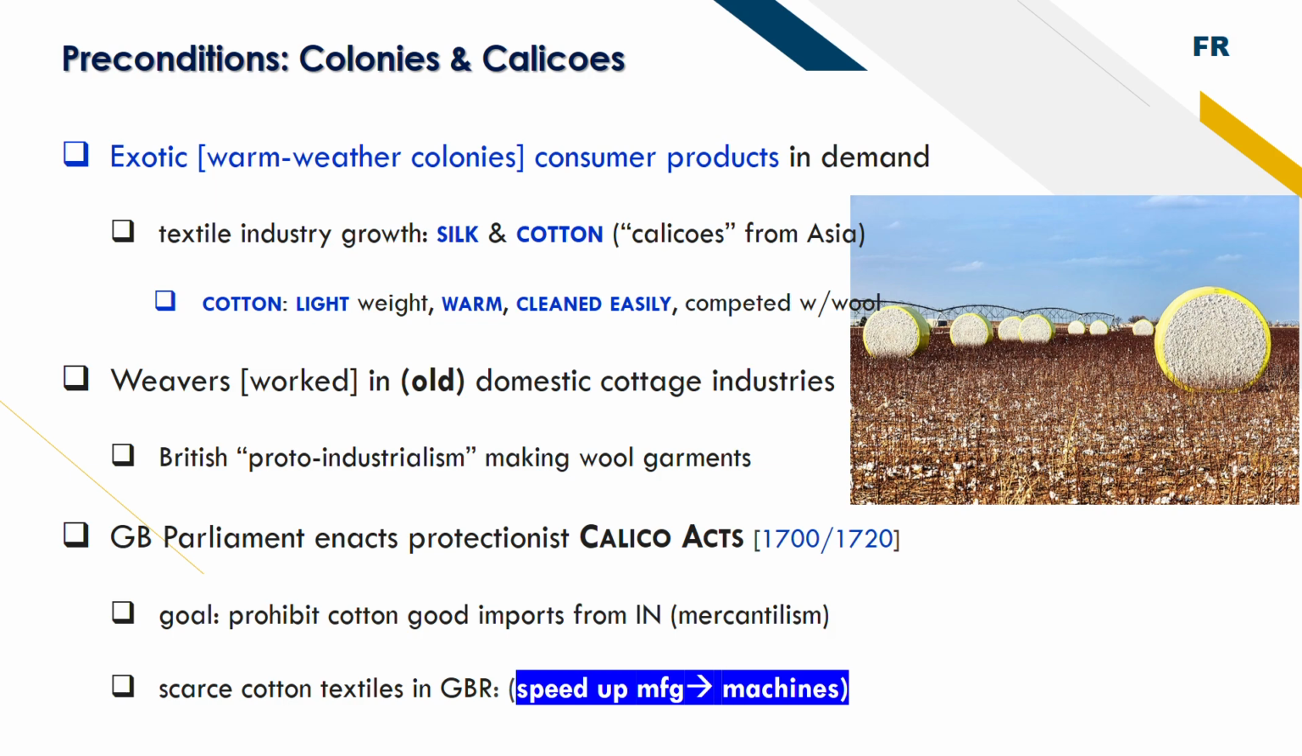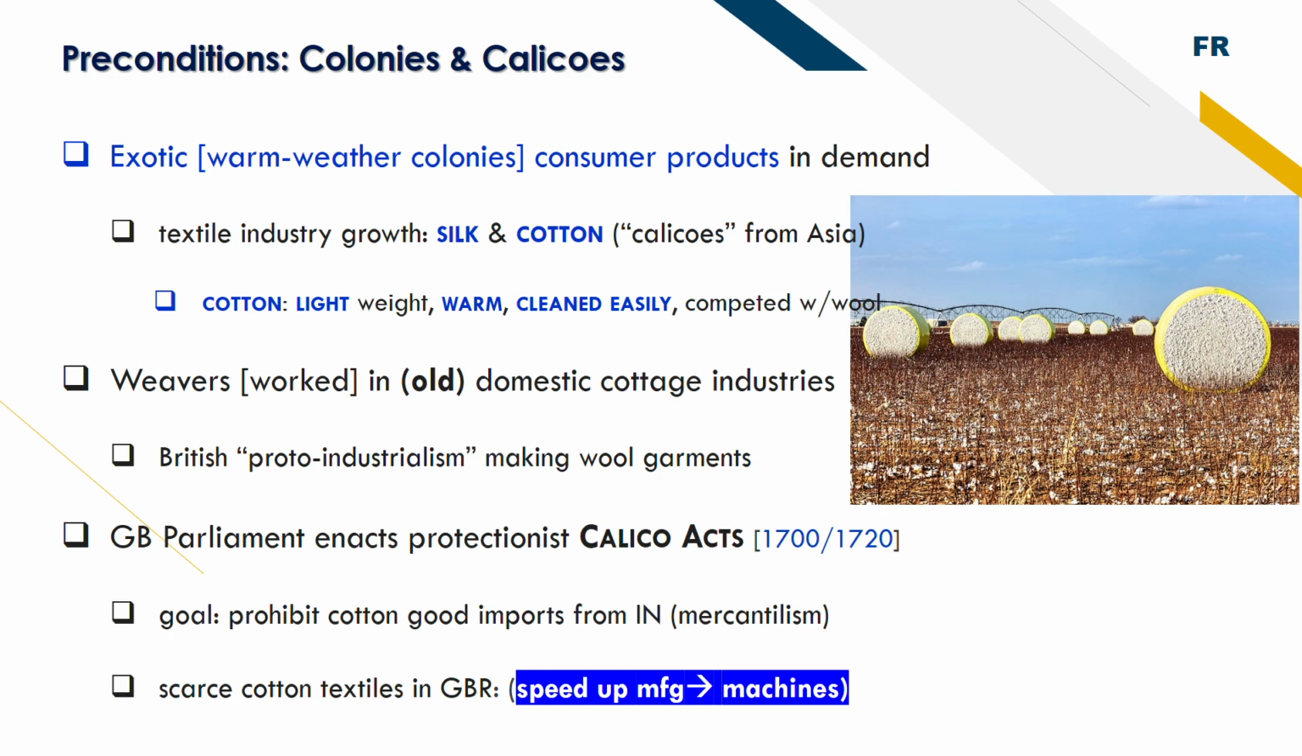But so there are these new types of, I'm going to call them threads, silk and cotton, but cotton was especially important. And if you actually look at some of your clothes, they are probably made out of cotton. Easier to dry in those kinds of conditions. But initially, we also see weavers who are working in domestic cottage industries.